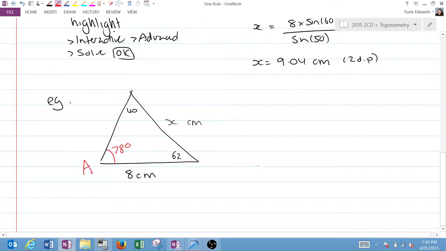And X is going to be? Good. What about 40? Capital B. And 8 is going to be lowercase b. What about 62? It doesn't matter, but it would be capital C if we wanted to label it. Okay, but we don't need to, so let's not.